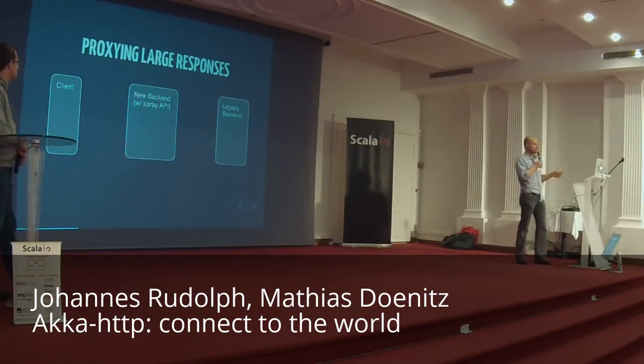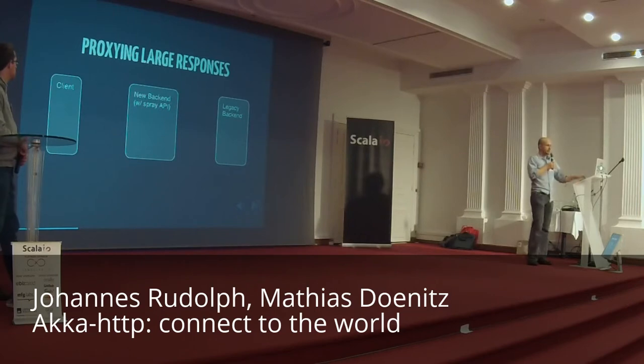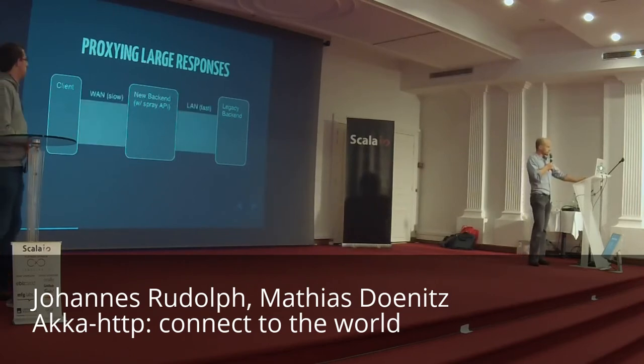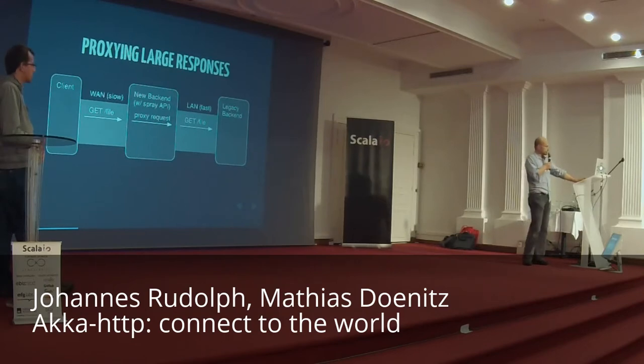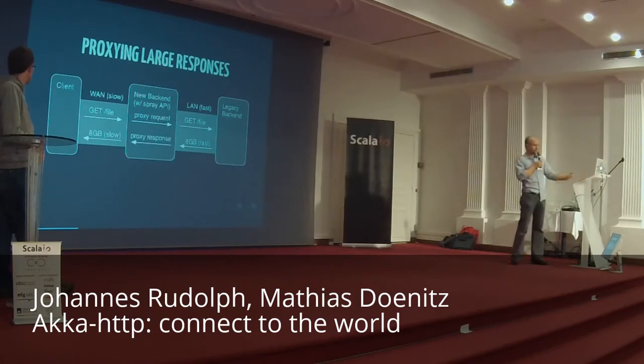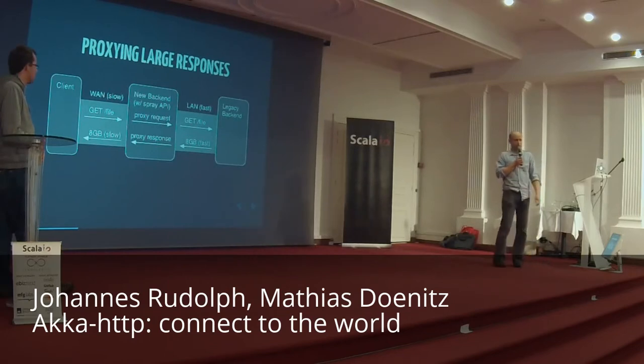It's a legacy backend, and for certain requests, we just proxy to the legacy backend, right? So this is what it looks like. You have a client somewhere that connects over the internet to your new backend, for example, with a GET request, and we just proxy that with Spray, which is not that hard, over to the legacy backend, which sits on the same LAN, and then the legacy backend replies with a somewhat large response, say it's a large file, and then we need to proxy that back to the client who might be in New Zealand on a slow connection.